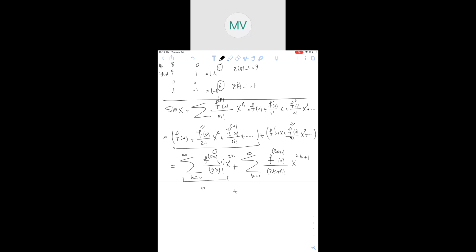The other one, we showed the numerator is negative 1 to the k, and the rest itself is x to the 2k plus 1.